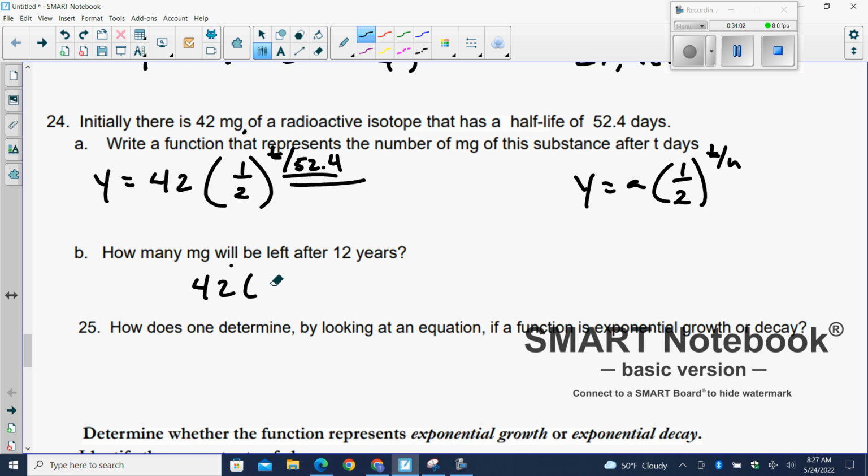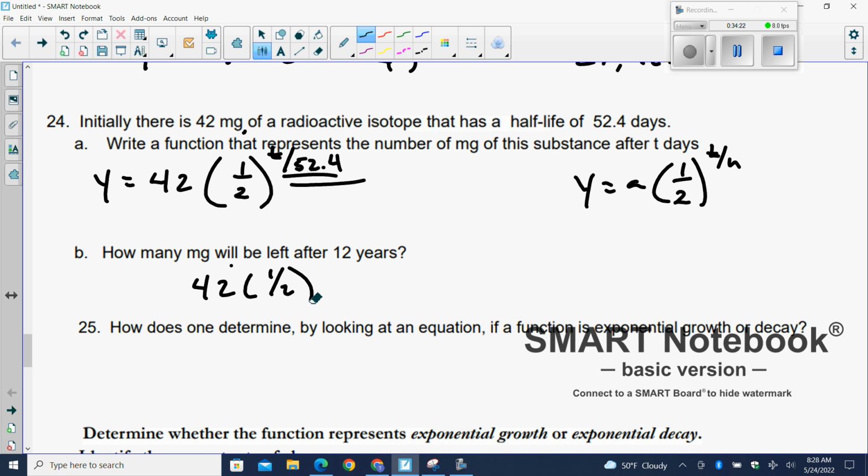Plug in 12. A lot of people ask, can I change that 1/2 to 0.5? Absolutely. Be careful. I almost made a mistake. Notice my units.